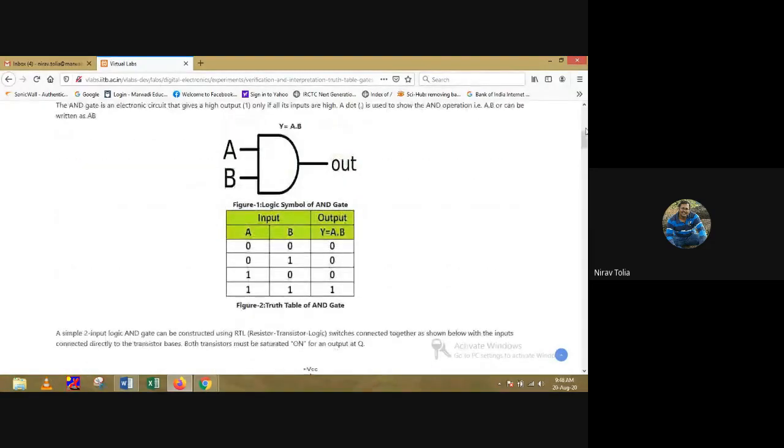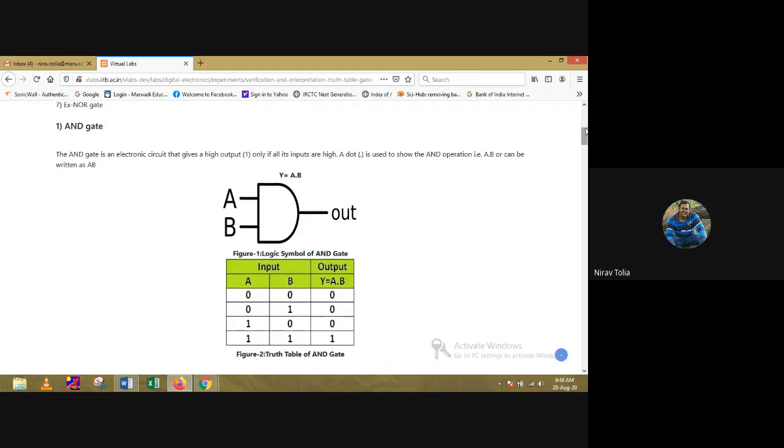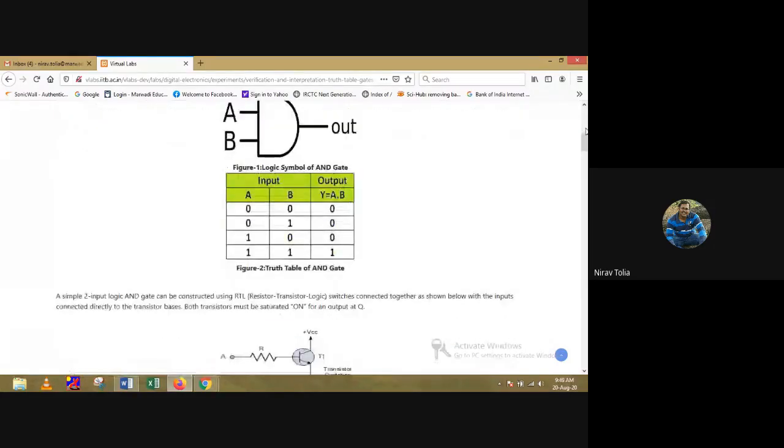So we have to focus on the truth table of the AND gate, which is 0 0 0, 0 1 0, 1 0 0, 1 1 1. So when all the inputs of the AND gate are high, then and only then the output of the AND gate will be high. So this is the basic rule, and the equation we have to know. The equation of the AND gate is AB, or multiplication of two inputs.